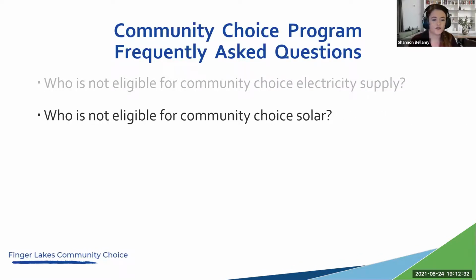Who is not eligible for community choice solar? Those who are not eligible for community choice solar include those who already received the benefits of solar. So if you already have on-site solar on your house or your property or your roof, then you cannot participate. Or if you're already subscribed to another community solar program, then you cannot participate in both. You'd have to choose one or the other.